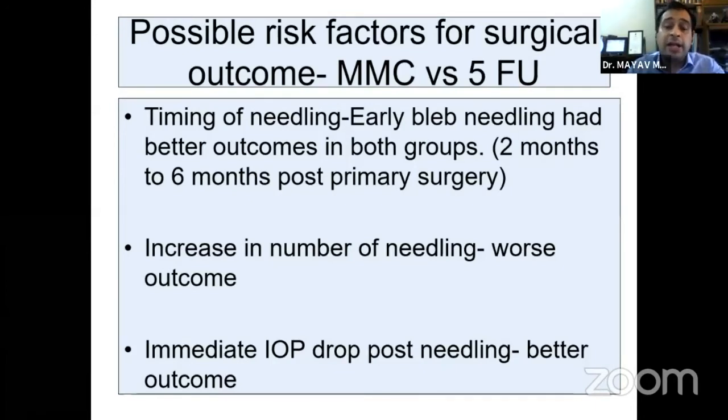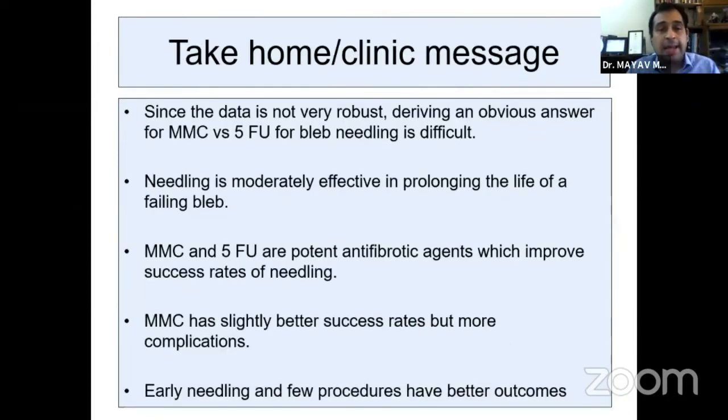And eyes which have had an immediate IOP drop post needling, if you discount any sort of bleb leak or choroidal effusion, have shown better outcomes in the long term. So, looking at all these factors, what was the take-home or take-clinic message? Data is not very robust. Data does not give us a very clear idea, an obvious answer, whether mitomycin C or 5FU for bleb needling is better.